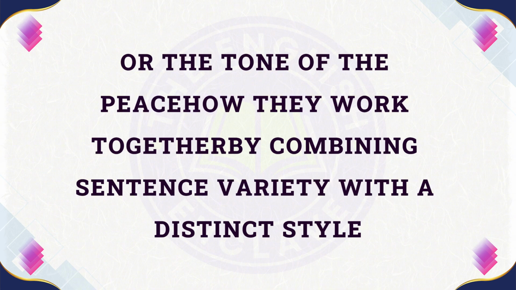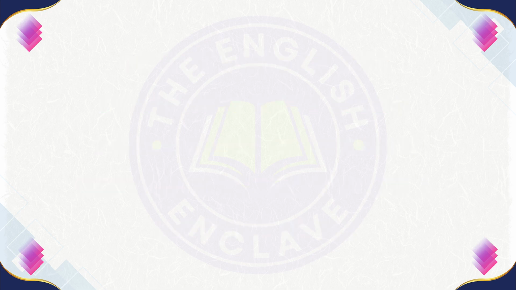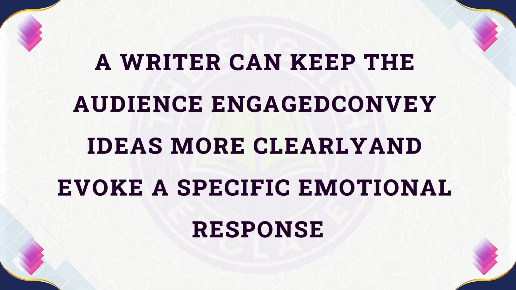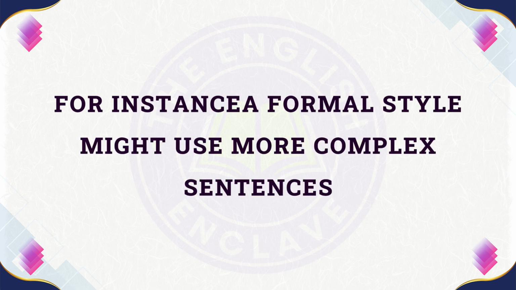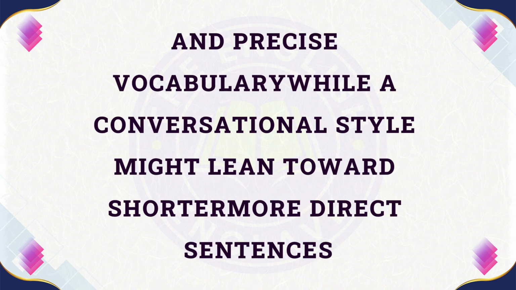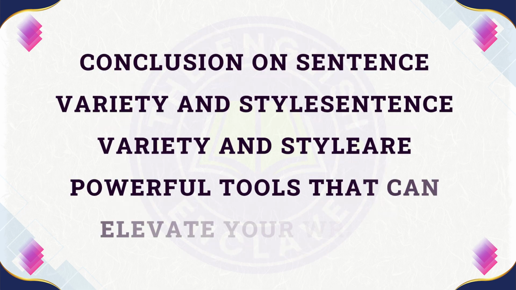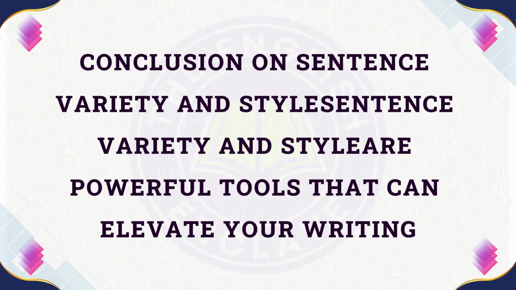How they work together. By combining sentence variety with a distinct style, a writer can keep the audience engaged, convey ideas more clearly, and evoke a specific emotional response. For instance, a formal style might use more complex sentences and precise vocabulary, while a conversational style might lean toward shorter, more direct sentences. Conclusion on sentence variety and style.